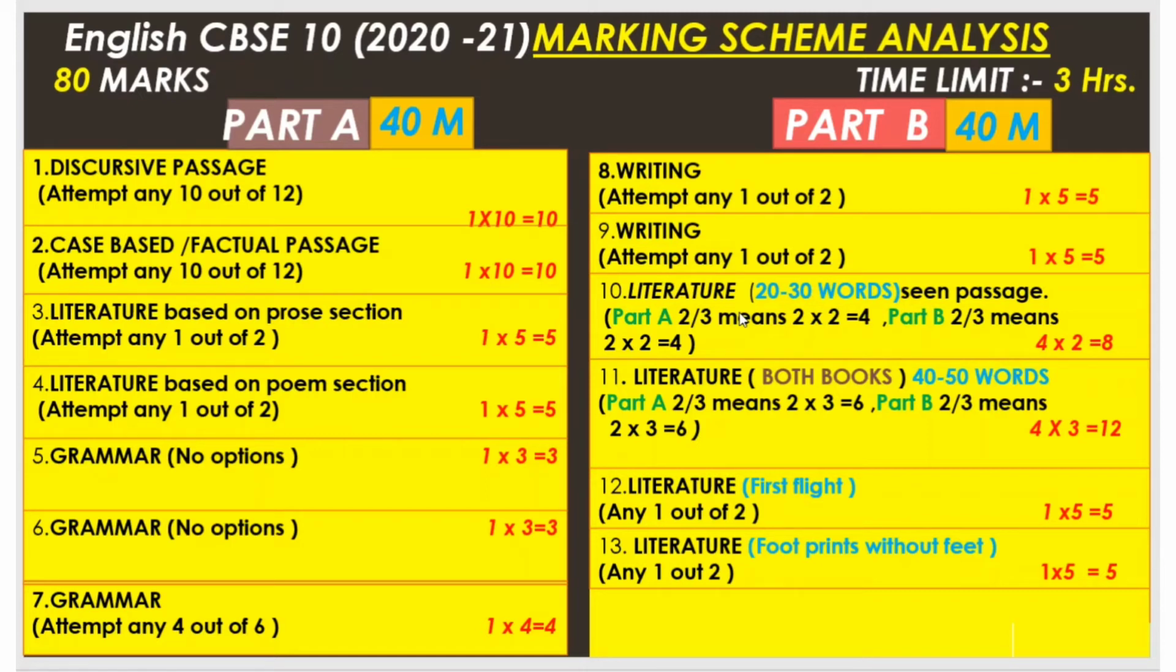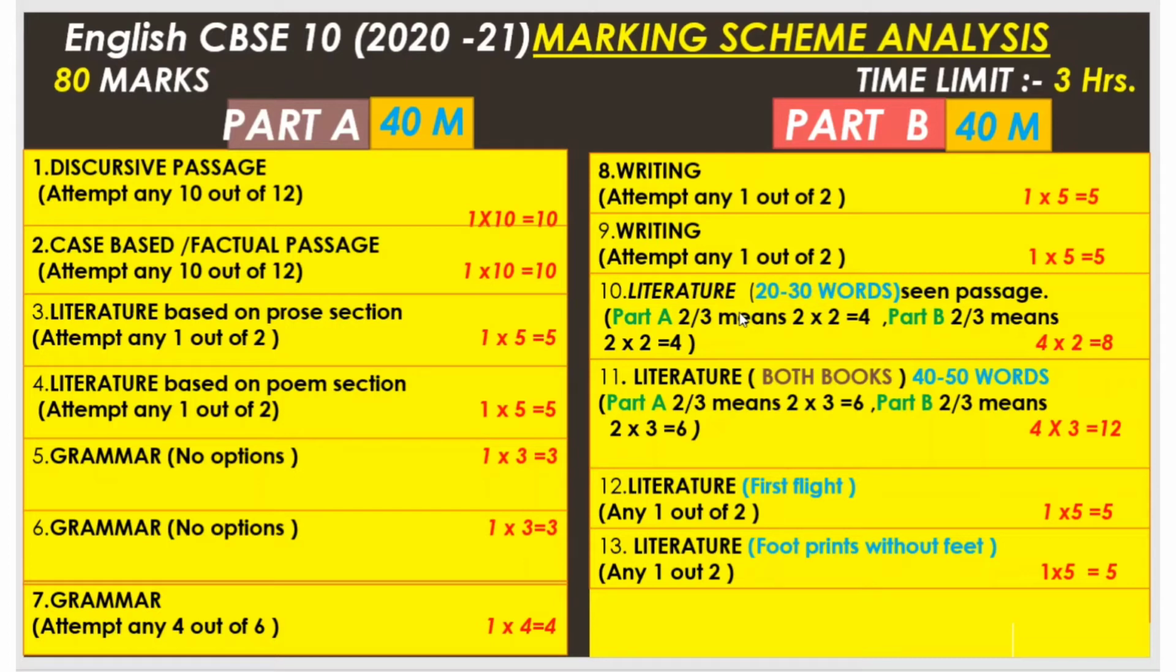Questions 5, 6 and 7 are grammar-based questions. That means in total, if you see the grammar part, you can get 10 marks. The grammar question of question 5 has no options. You have to attempt all the 3 1-mark questions here. Now question 6 is also a grammar part without any options, and you have to attempt all the 3 1-mark questions here. Question 7 is a grammar part question, but here you have options. Attempt any 4 out of 6. That means 1 into 4, you can get 4 marks in question number 7. So that was about part A, which covers 40 marks of your paper.